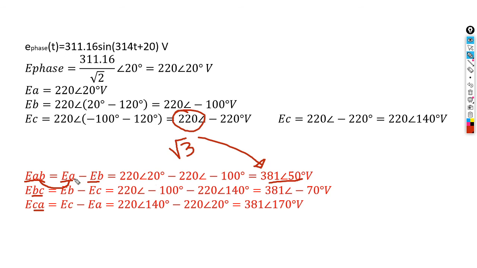So when you take EA minus EB, you can see the line voltage angle. The angle between the line and the phase voltage is different. Can you see that? And then you do the same for B. BC is going to be voltage EB minus EC. And then you do the same for CA. You can see that the magnitude of the line is always bigger than the magnitude of the phase, but they have different angles.